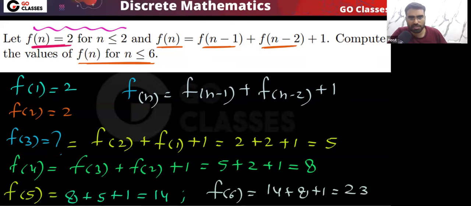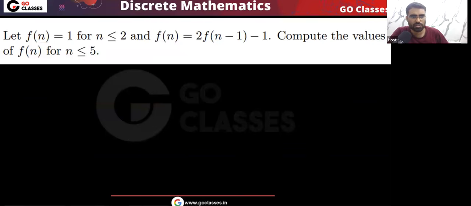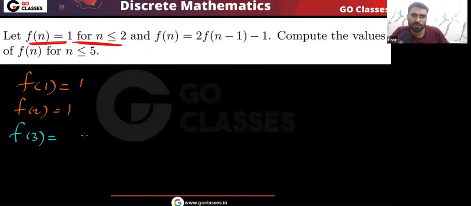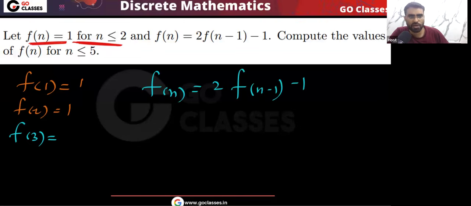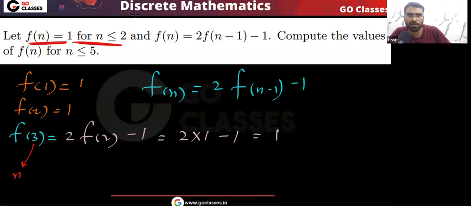Okay, so this is another simple question. Let's solve this question also. For n less than or equal to 2, fn is 1. What does it mean? f1 is 1, and f2 is also 1. Now what is the value of f3? The question says fn is equal to 2 fn minus 1 minus 1. If I put n equal to 3, then it will be 2 f2 minus 1, that is 2 multiplied by f2 minus 1, and that will be 1.